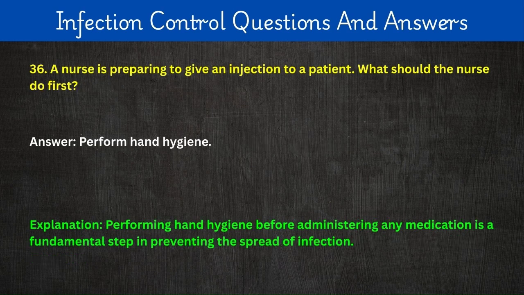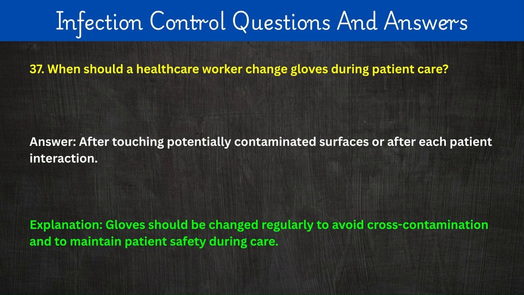A nurse is preparing to give an injection to a patient. What should the nurse do first? Answer: perform hand hygiene. Explanation: performing hand hygiene before administering any medication is a fundamental step in preventing the spread of infection. 37. When should a healthcare worker change gloves during patient care?